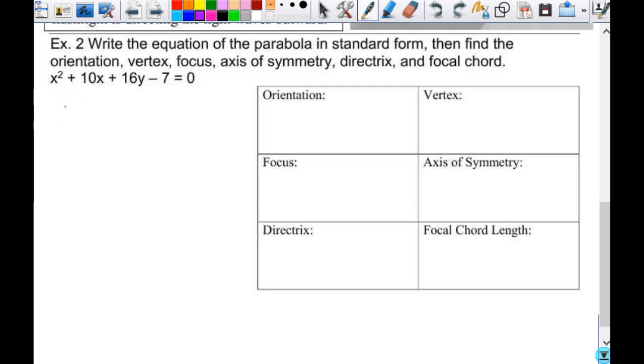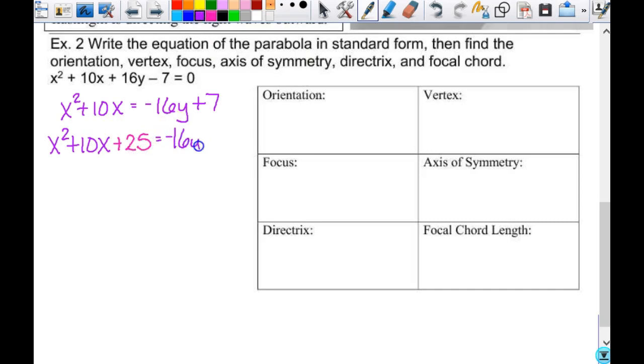So first we're just going to move it where all the x's are on the left. So we'll get x squared plus 10x, and I'm going to move the 16y and the 7 over. So that's equal to negative 16y plus 7. Everybody with me so far? Cody? So then I get x squared plus 10x. Then I've got to complete the square, so what do I put here? Plus 25 equals negative 16y plus 7, and then what? Plus 25, because you've got to make sure you do it to both sides. Everybody with me so far?